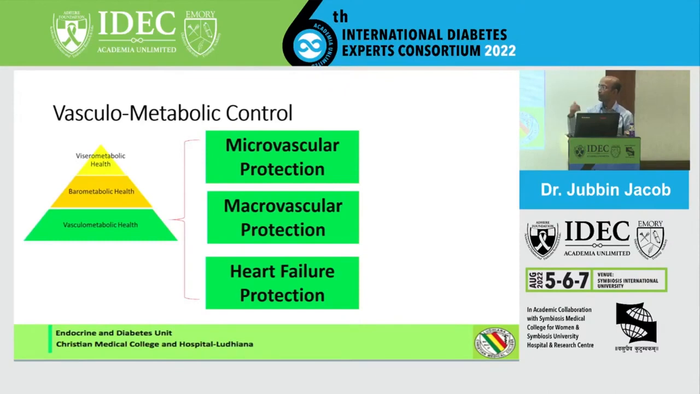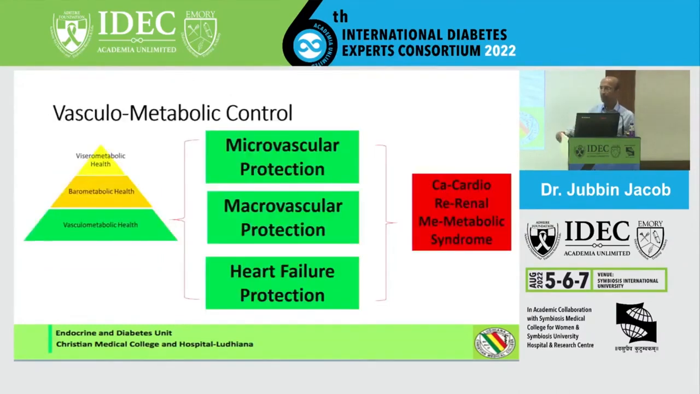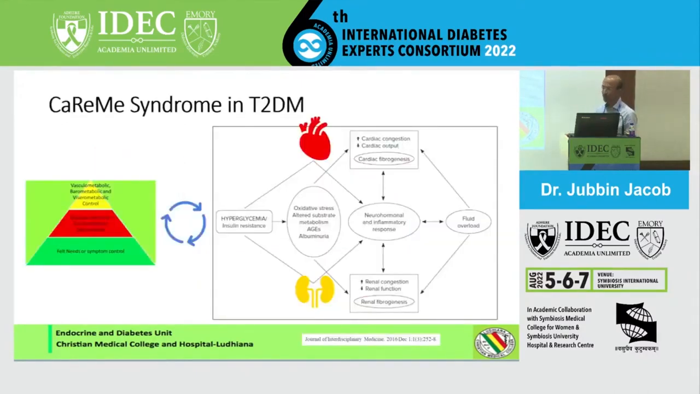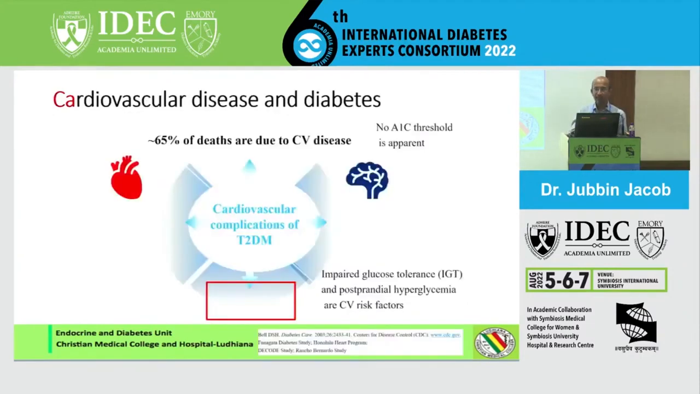And in vasculometabolic health, I'm talking about 3 things. We always talked about microvascular health. We talked about macrovascular health. And now, of late, we are also talking about heart failure protection. And all these 3 together, you could call as cardiorenal metabolic syndrome or CaReMe syndrome. And we realize that some of these are very interrelated. That means the heart and the kidney are very interrelated with hyperglycemia, with insulin resistance, with oxidative and neurohormonal reflexes, with fluid overload. So there is significant interrelationship between all these complications.